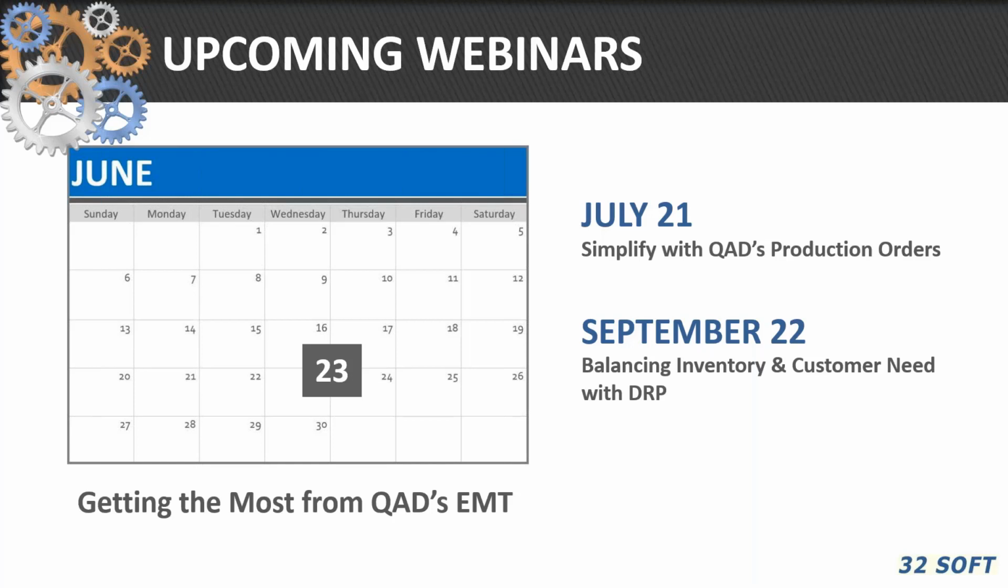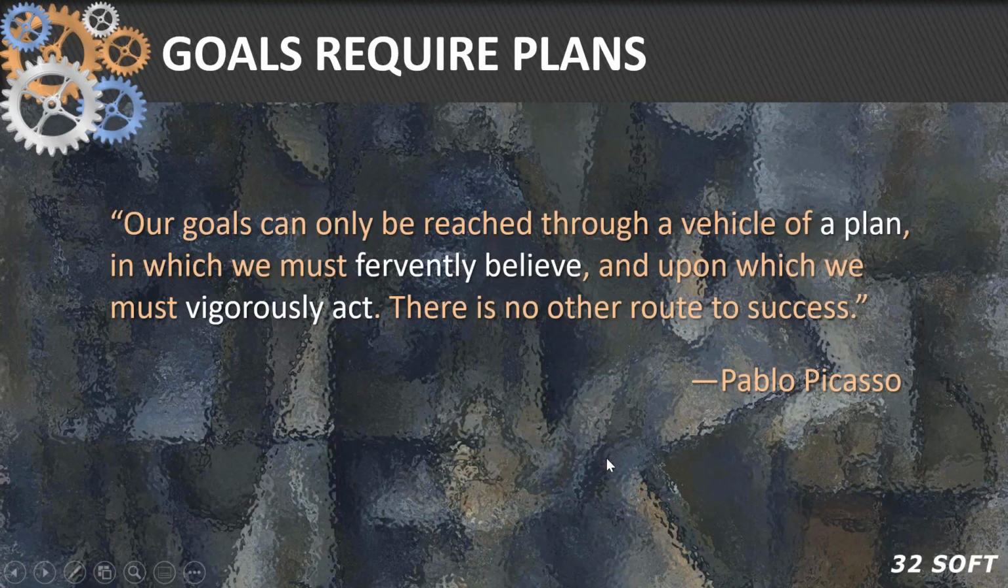And since we're back talking about webinars, let's reflect briefly. Today's webinar is Achieve Successful Sales and Operations Planning. Why? Well, because goals require plans. As Picasso said, our goals can only be reached through a vehicle of a plan in which we must fervently believe and upon which we must vigorously act. At the beginning of his presentation, Don mentioned the human and process challenges. Specifically, Don cited lack of or insufficient coordination, interaction, involvement, vision, belief, and that's a lot, but there were also others. So be sure to take a look at which might apply to your organization. If we want folks to vigorously act, first, we should probably be sure fervent belief is shared.